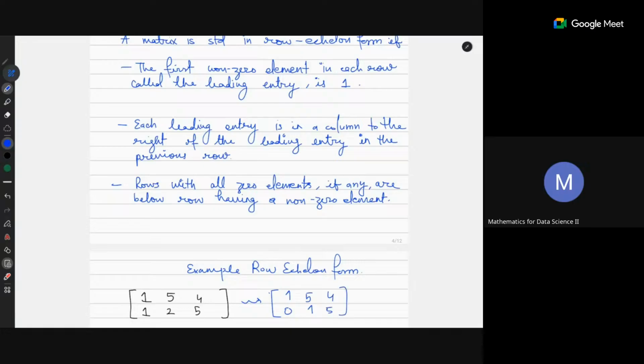All right. So this is not in row echelon form because it doesn't satisfy the second condition, but this one will be in row echelon form. Okay. So let me remove this matrix as well.